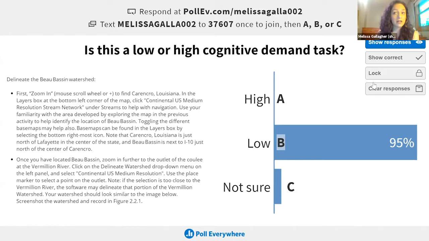I also wonder if it needs to be high cognitive demand. If they need to learn how to do these steps using this software, then maybe low cognitive demand is the right level for this task. For this specific task, yes, right?